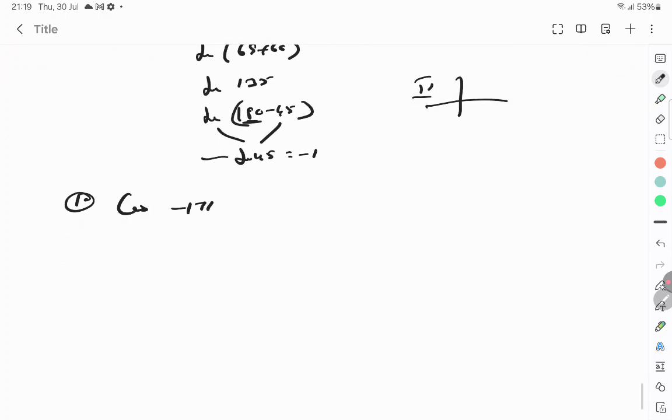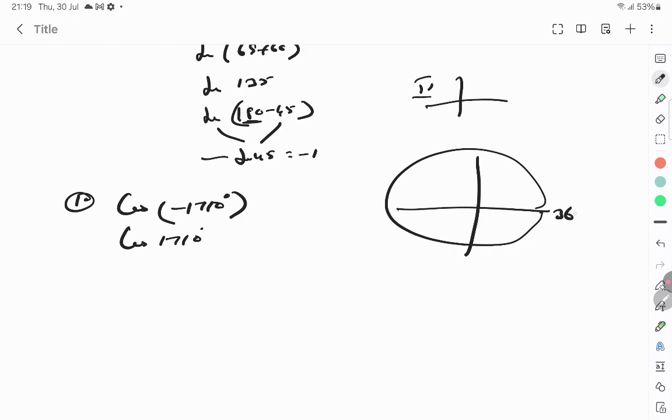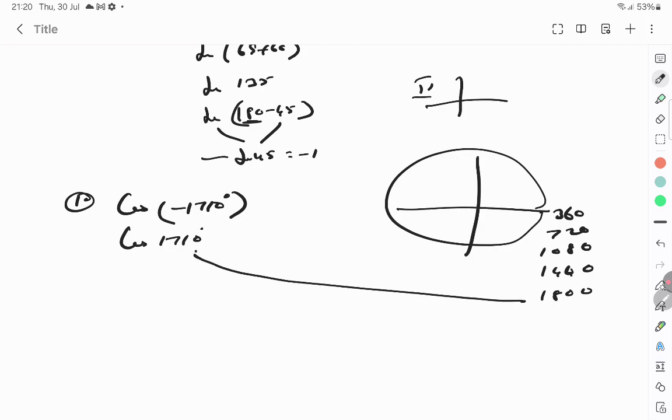Cos of minus 1710 degrees. You all know cos of minus theta is cos theta. That's the first step. And then you should know the revolution. This is 360 degrees for one complete revolution, 720, 1080, 1440, 1800 for the fifth revolution, and so on. And then you should identify which one this is closest to. If you see, it's 1800 minus 90. So you can write it as cos of 1800 minus 90.